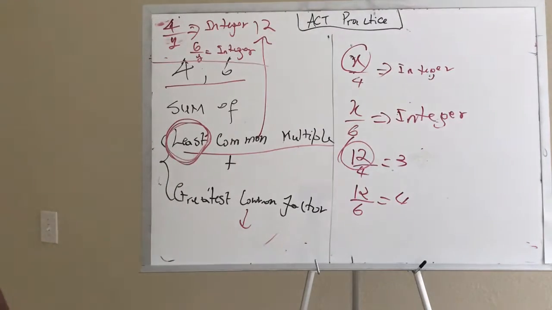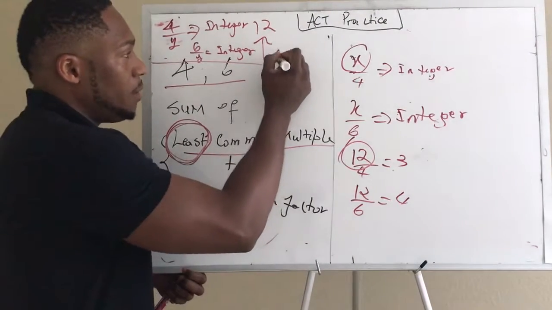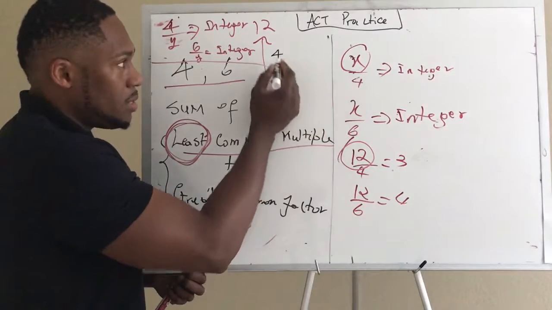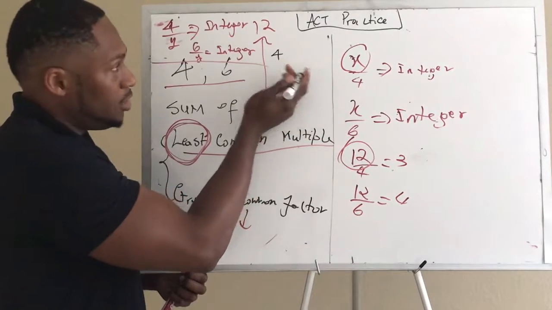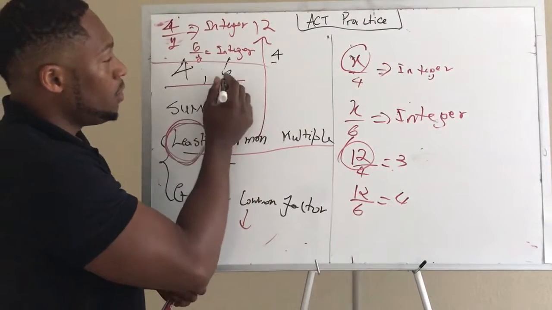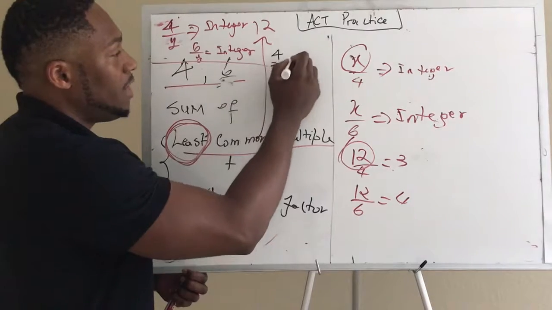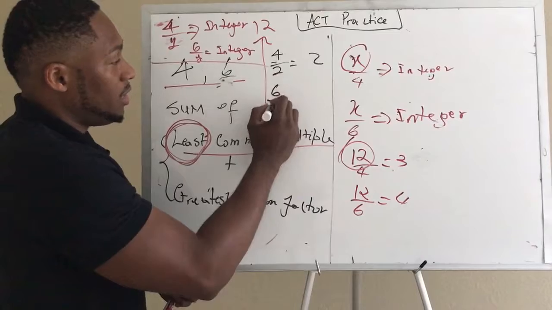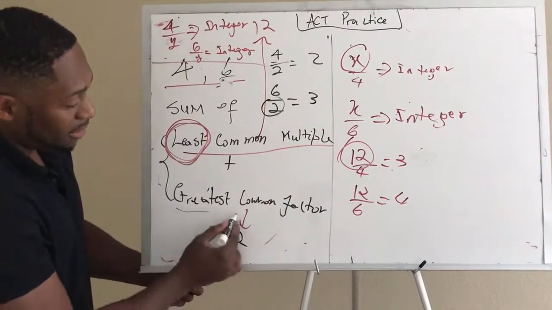So what numbers can we divide 4 by to get an integer? We can divide by 1, of course, 2, 3 won't give you an integer, 4. So 1, 2, and 4. But when you divide 6 by 4, you don't get an integer. So 4 divided by 2 is 2, and 6 divided by 2 is 3. So 2 satisfies this, and it's the greatest number that satisfies this thing.